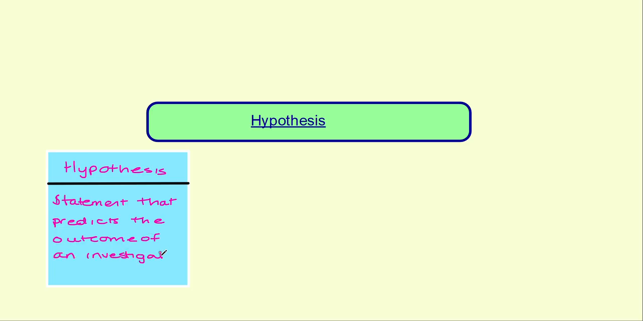Now, let's be really clear. A hypothesis can never be a question. This is the key question that comes up loads and loads. This is how they're trying to trick you. It's never a question. If you have an experiment, you're never posing a question, like "Is this going to happen?" It's "This is going to happen." So it's a statement that predicts the outcome of an investigation. Pause the video while you finish writing down the flashcard.